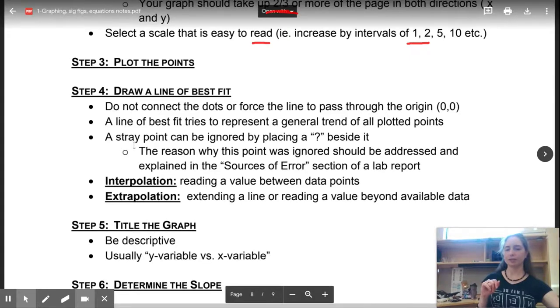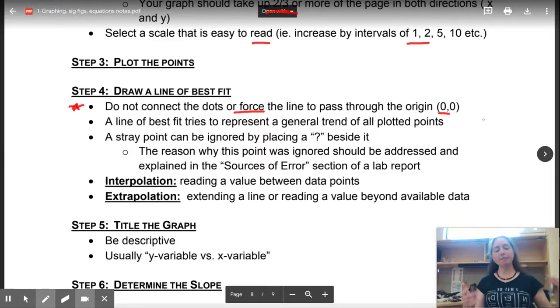So what we've got is, this is important. Do not connect the dots. Connecting the dots is a child's drawing thing. We don't do that in graphing. We do not force the line to pass through 0, 0. Not all data is going to go through 0, 0. Not all data is supposed to go through 0, 0. The line of best fit is the general pattern of your data. It tries to represent a general trend of all plotted points.